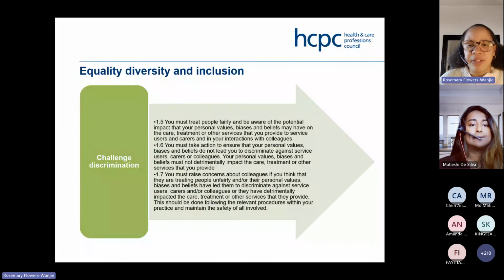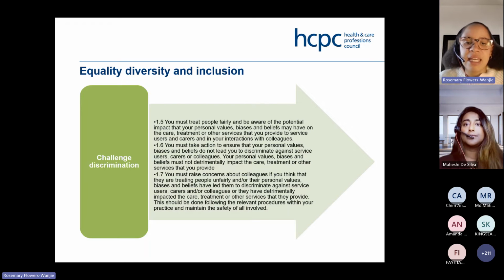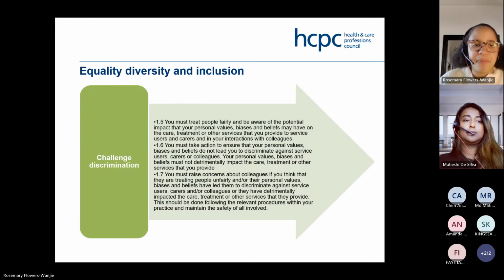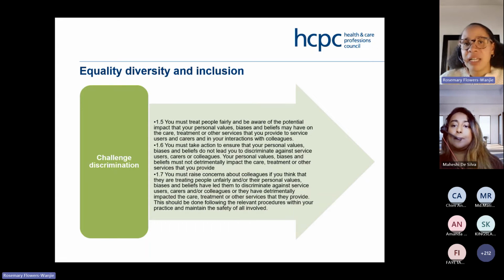Changes to Standard 1.7 provide registrants with clearer requirements to raise concerns about colleagues whom they think are discriminating against service users, carers or other colleagues. The standard previously read, "You must challenge colleagues if you think that they have discriminated against or are discriminating against service users, carers and colleagues." The revised standard refers instead to raising concerns and that registrants must follow relevant internal procedures in a registrant's workplace. So it makes it much clearer about what we expect a registrant to do.